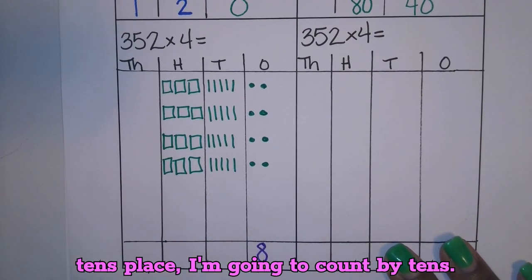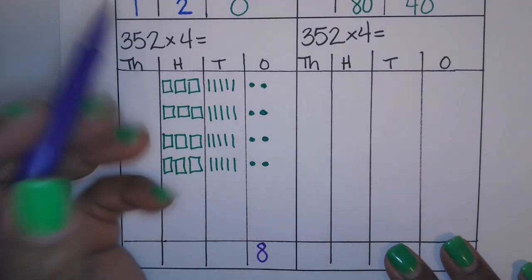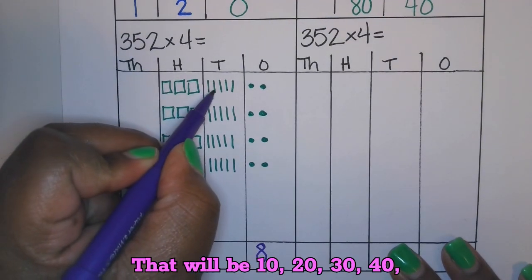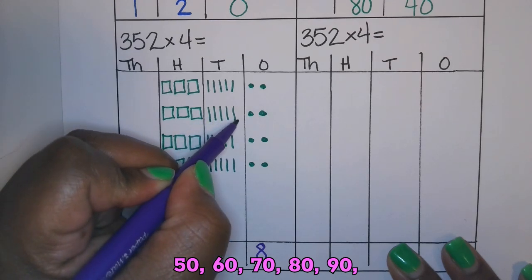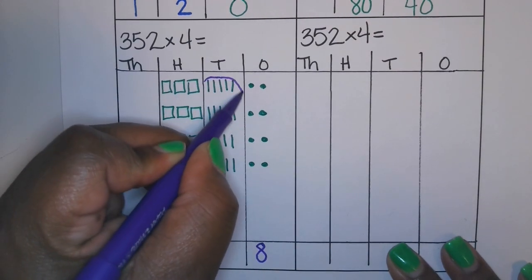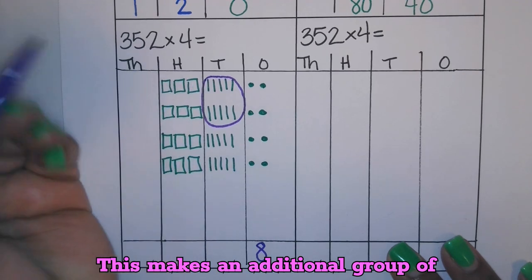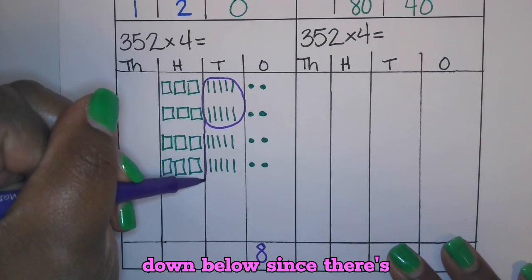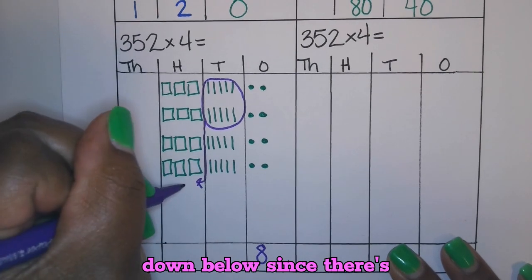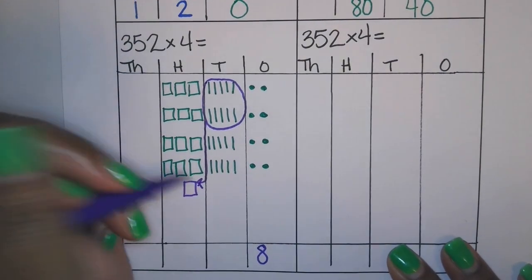Okay, in the tens place, I'm going to count by tens. That will be 10, 20, 30, 40, 50, 60, 70, 80, 90, 100. This makes an additional group of hundreds, and I'm just going to add it down below since there's not much space here.